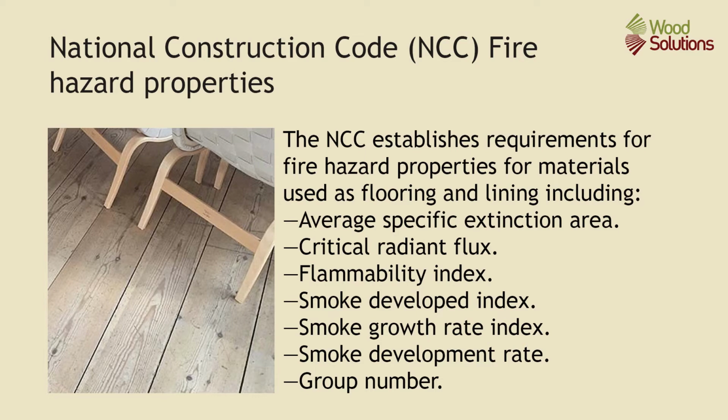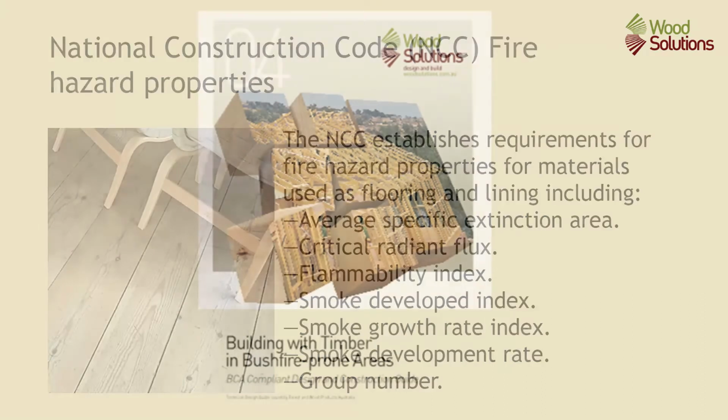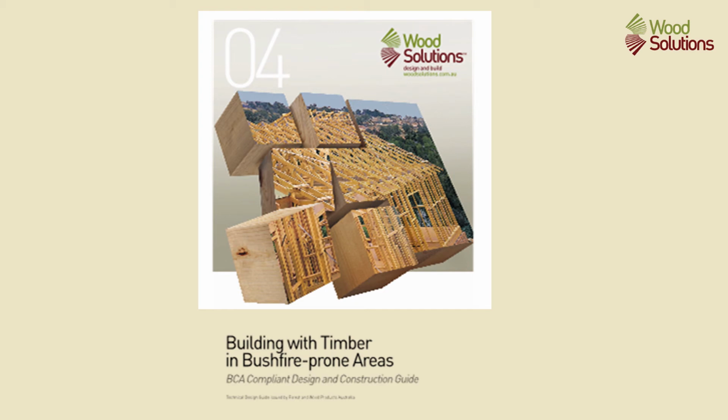The National Construction Code establishes requirements for the fire hazard properties of all materials used as flooring and as wall and ceiling lining in many types of buildings. These limit the ways materials can contribute to the hazard that building occupants face during a fire. The regulations target the material's behaviour as it burns and as it generates smoke. These are some of the fire properties required of timber and all other materials used in these applications. Information for many of these properties is available for most species on the Wood Solutions internet site.